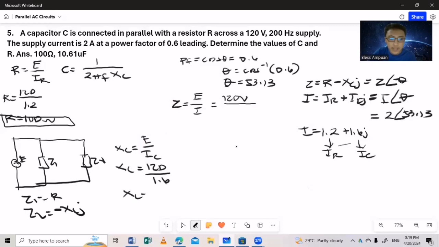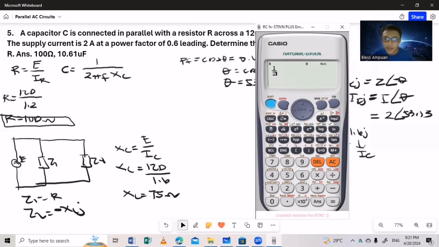So with this, our X sub C is equal to 75 ohms. So let me, 1 over 2 pi, 200. X sub C is 75. Okay, so our answer is 10.61. So using this formula, the same goes.